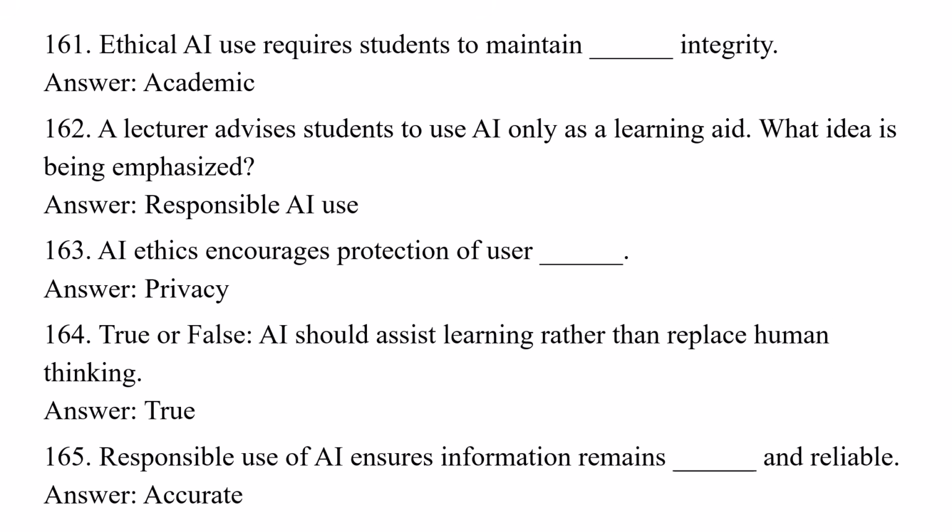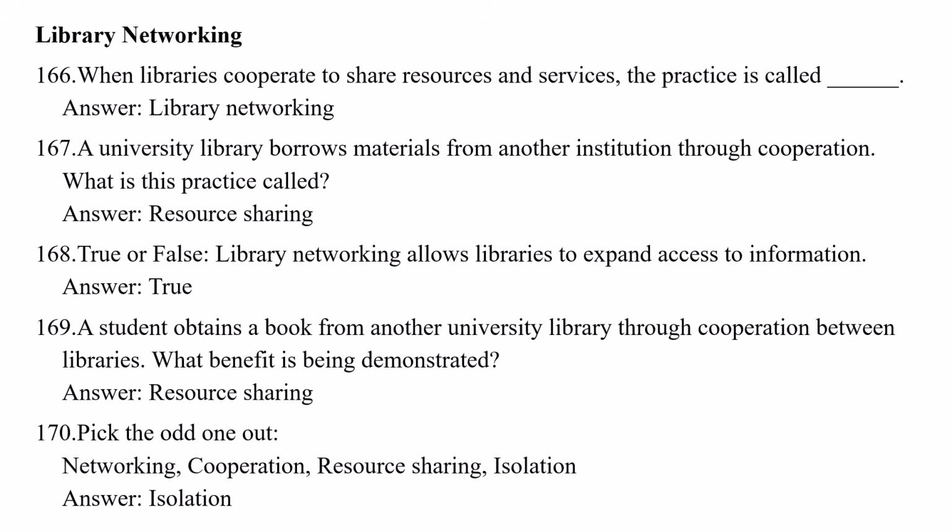So ethical AI requires students to maintain what? Academic integrity. The lecturer advises students to use AI only as a learning aid. What idea is being emphasized? Ethical or responsible use of AI. AI ethics encourage protection of users' privacy. You don't send everything you have to artificial intelligence tools. True or false? AI should assist learning rather than replace human thinking. That's true. Responsible use of AI ensures information remains accurate and reliable.